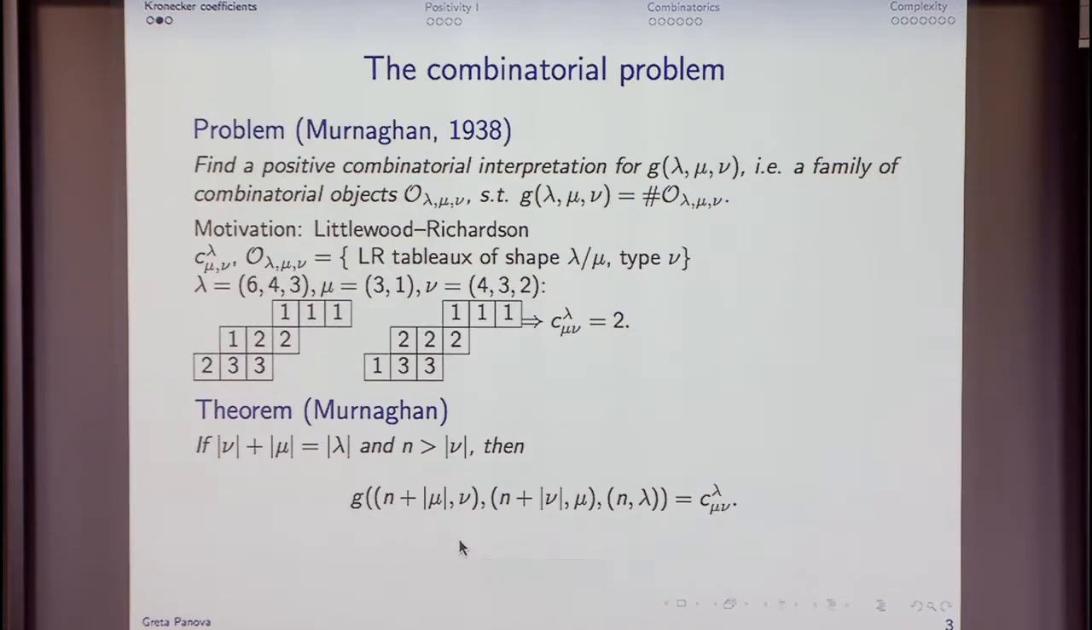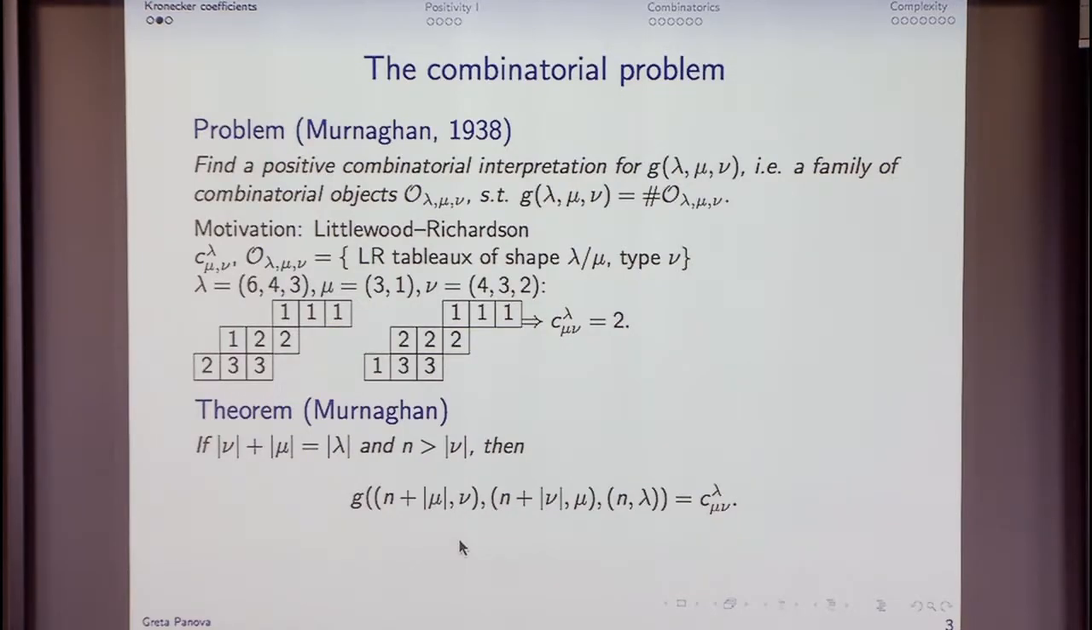So there are various problems related to the Kronecker coefficients. One of them is the old 75 or 76 years old problem of finding some kind of combinatorial interpretation for these coefficients. They are, of course, non-negative integers, so they could be counting some kind of combinatorial discrete objects defined by lambda, mu, and nu.